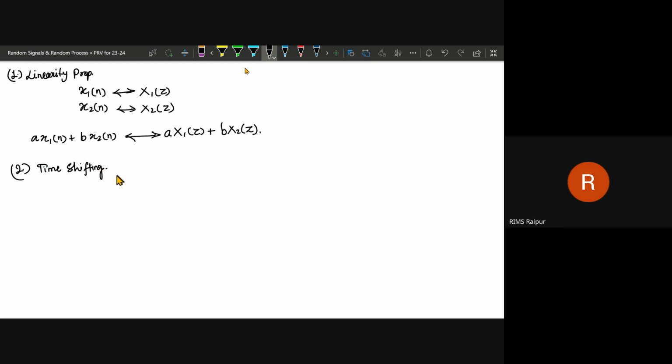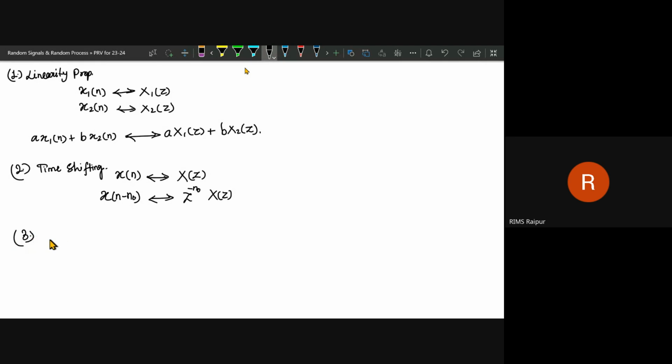Suppose we have an input sequence x of n whose Z transform is capital X of Z. Then if we shift the sequence in the time domain by n naught, so let us consider x of n minus n naught, the Z transform will be multiplied by Z raised to the power minus n naught. So this is the shifting property.